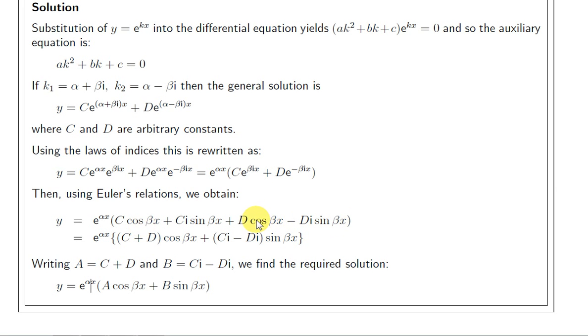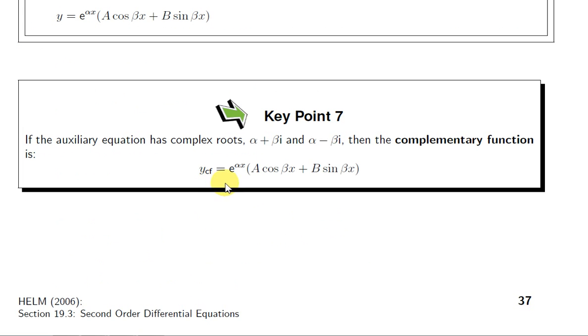Factorize cos beta x out of c and d, so we have c plus d times cos beta x. C plus d is just an arbitrary constant, since both c and d are arbitrary constants. And we can factorize sine beta x out, so we get ci minus di. That's an arbitrary constant, so we can rename them. So we can call c plus d A, or anything other than c and d, of course, and we can call ci minus di B, and we get our general solution. So here it is highlighted.